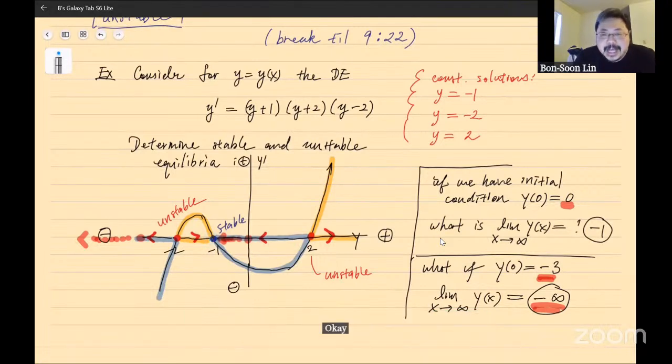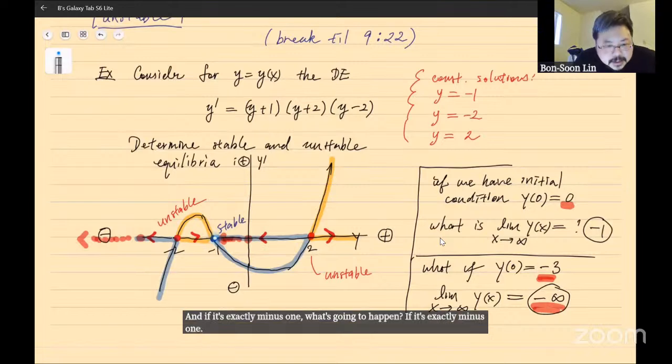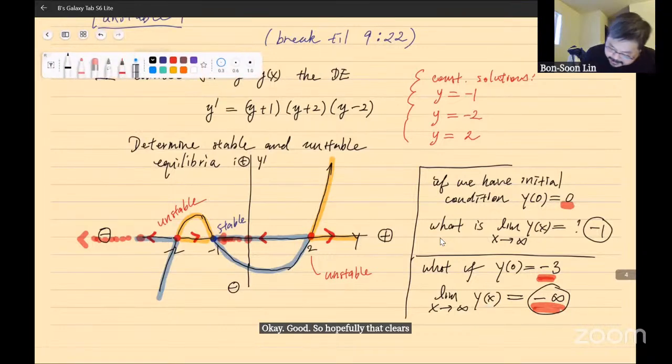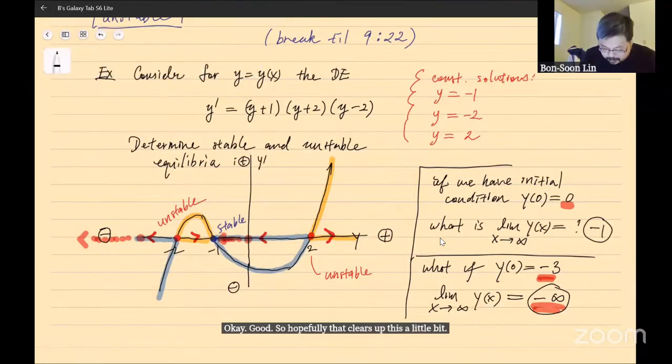That's right. And if it's exactly -1, what's going to happen? Is it just going to stay at -1? Yes. If it's exactly -2, what happens? Stays at -2. Make sense? Yes, thank you. Good. So hopefully that clears this up a little bit. Don't worry, there will be problems for you to try.